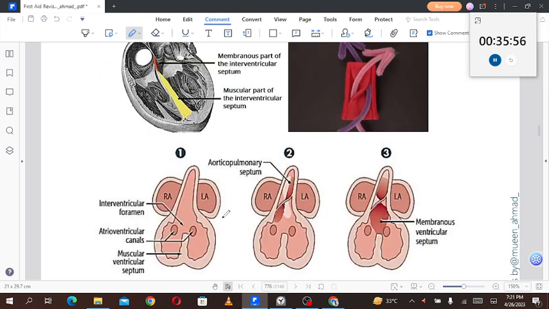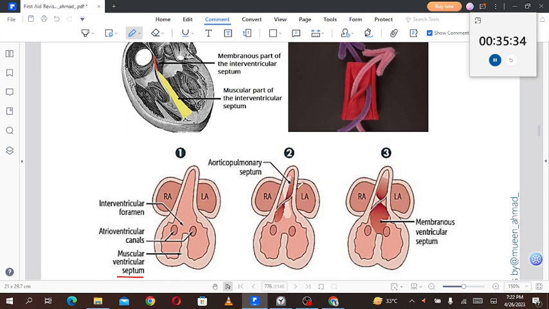Now, what is happening here: you can see that this is the muscular ventricular septum that grows towards the endocardial cushions, right? Then we have the atrioventricular canals. The connection between the atrium and the ventricle is simply called the atrioventricular canal. This is not a very big thing. So, atrioventricular canal, and this structure is called the truncus arteriosus.